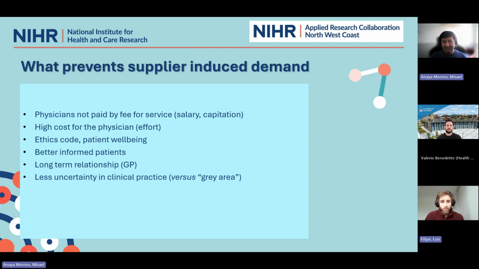Better informed patients can also decrease the potential for supplier-induced demand, because if patients know what they need, then the asymmetry of information is lower, and healthcare professionals cannot fool them. Long-term relationships are also important because those are based on reputation. So if your doctor is fooling you, then you leave the doctor, and the doctor is probably going to lose money in the future because you would be a patient that would be there all the time, giving a lot of money to that doctor. So that reputation part is an important one.